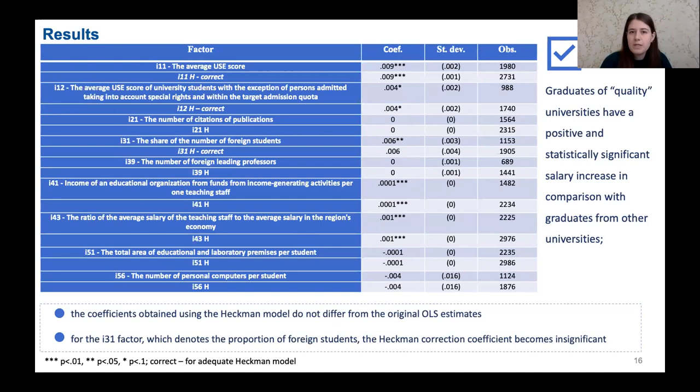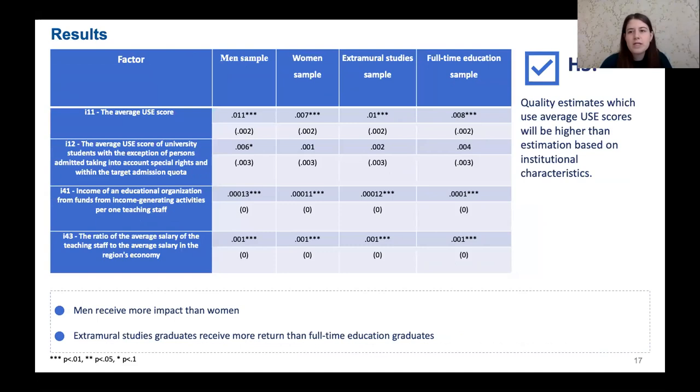Moreover, from this table and from the next table, we can conclude that another hypothesis is true. So we can see that there are really different measurements according to the factor we used to measure the university quality. And we can see that when we use the average UC score for university, we get the highest return compared to other factors.